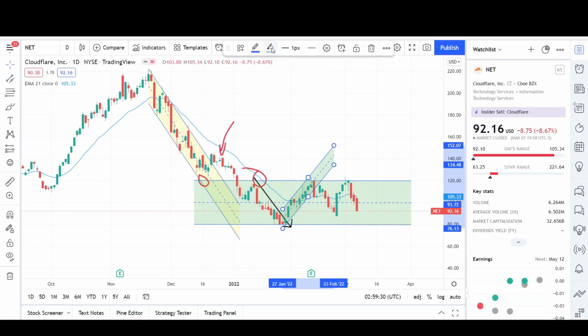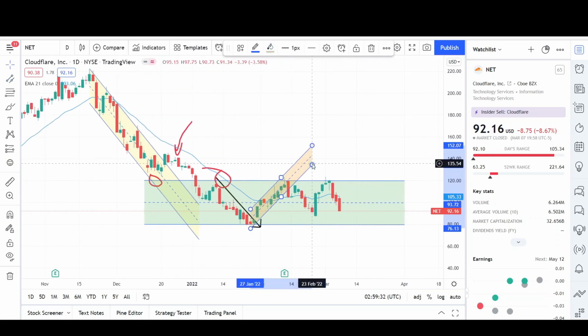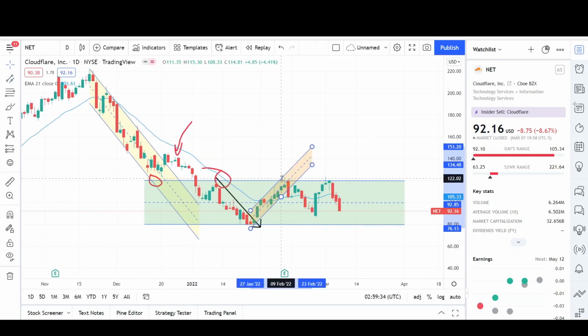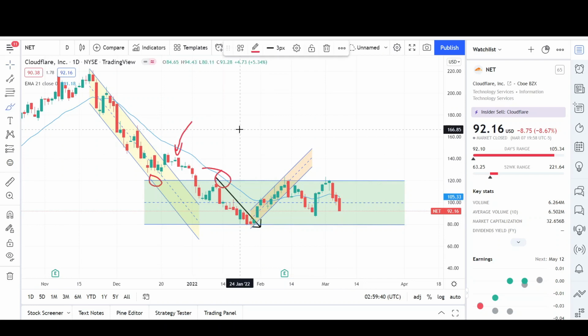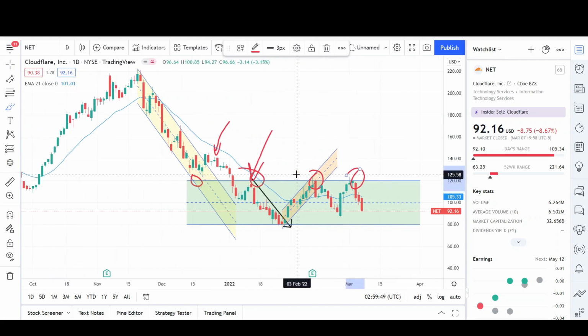uptrend is over. So now it looks like prices are continuing down with the prevailing trend, and we can see lower prices. So you can see that this was the first swing, this was the second swing, this was the third swing. So this was the third point of resistance. So it's a triple top, very bearish sign.